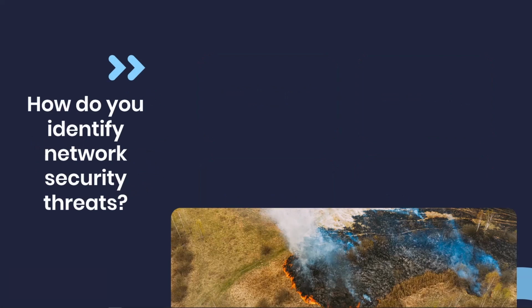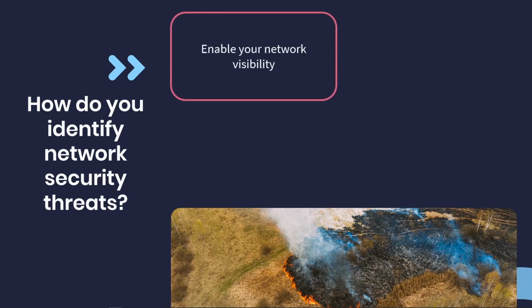The final question we would like to address in this lesson is, how do you identify network security threats? Here are the most common ways to detect threat actors. Enable your network visibility. This is the first way to detect threat actors in a system. The company needs to configure the system so that it is fully in control. We will look at the issue of network visibility in more detail in future lessons, but essentially, it is about the system administrator being able to see the entire system in order to immediately detect any abnormality.